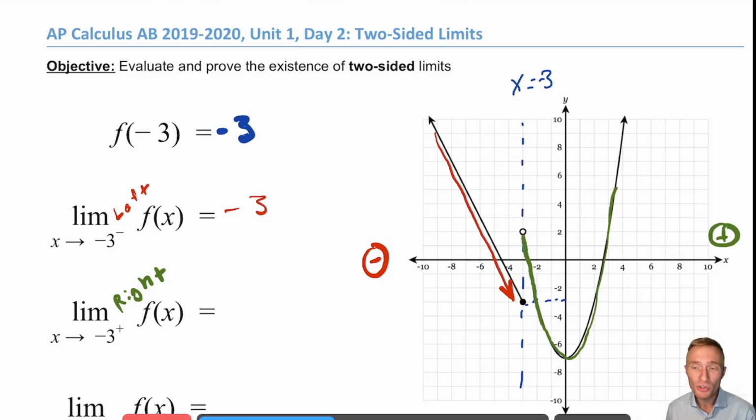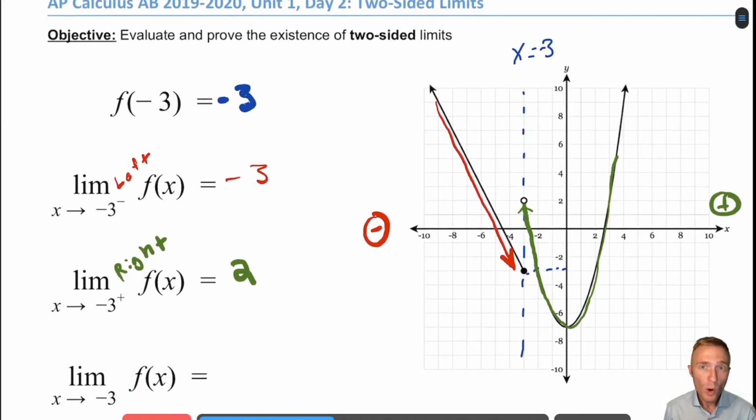You're getting closer and closer to 2. It does not matter that at f of -3 you jump down to -3. That's irrelevant. The limit from the right is 2. It's what y value we are getting closer and closer to, which you could see in a table of values.